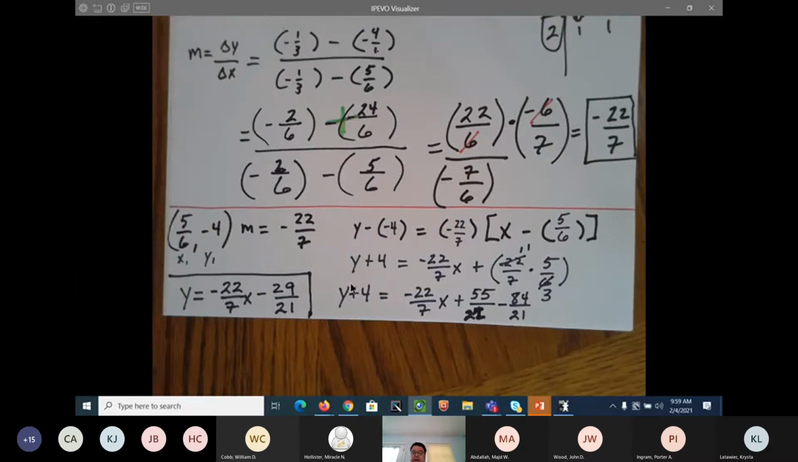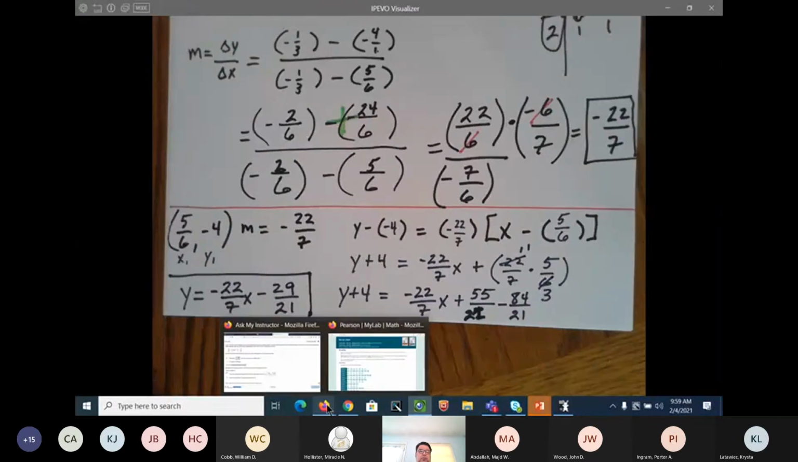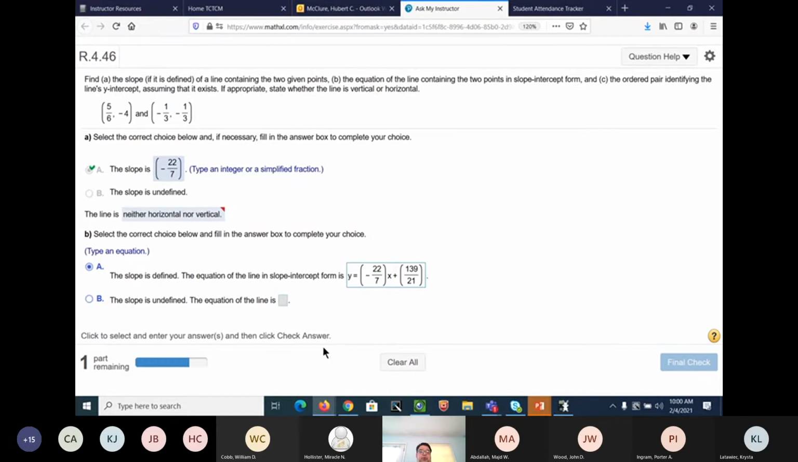Now let's check and see. And I will tell you, I've never seen one on the homework so yucky. So I'm hoping I got it right because that's pretty yucky. So let's check it. As soon as I can pull up the, there we go. -22 over 7. Now we got that right. Now let's check it.